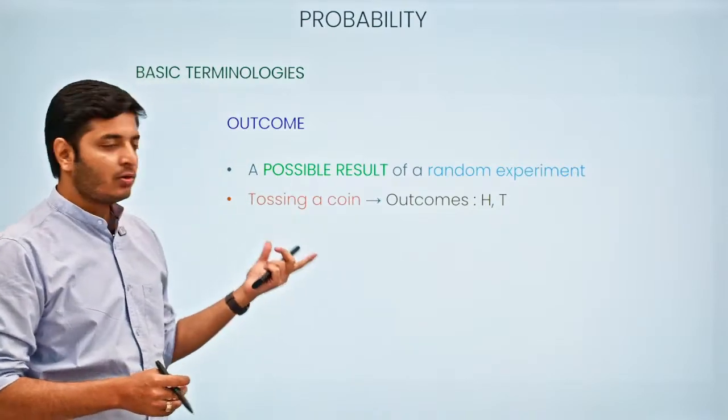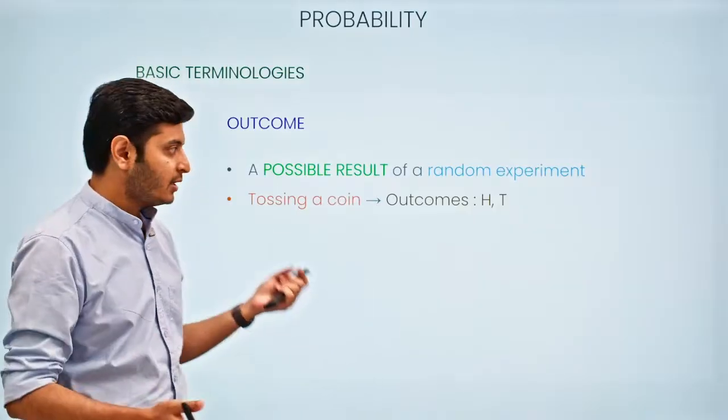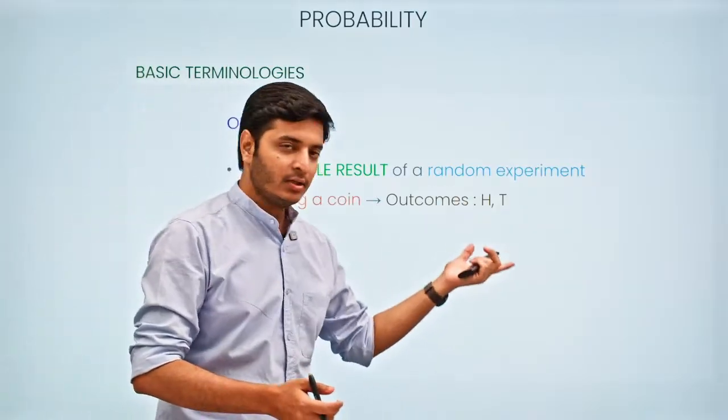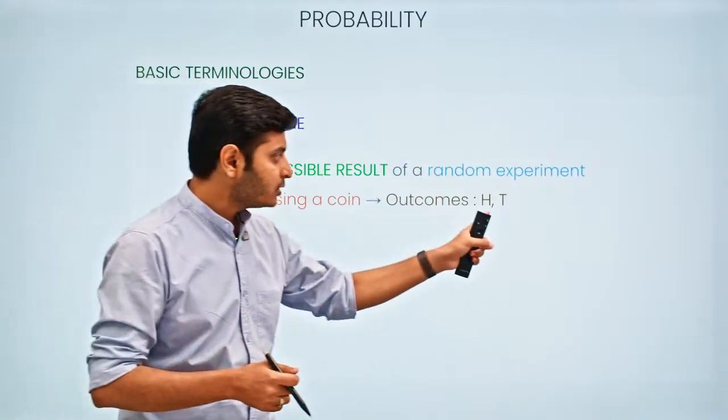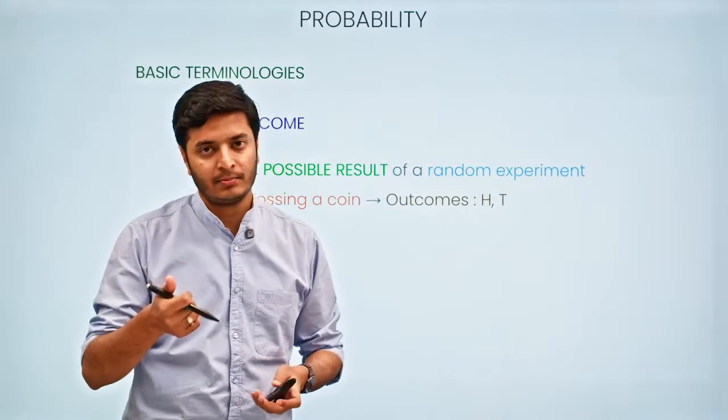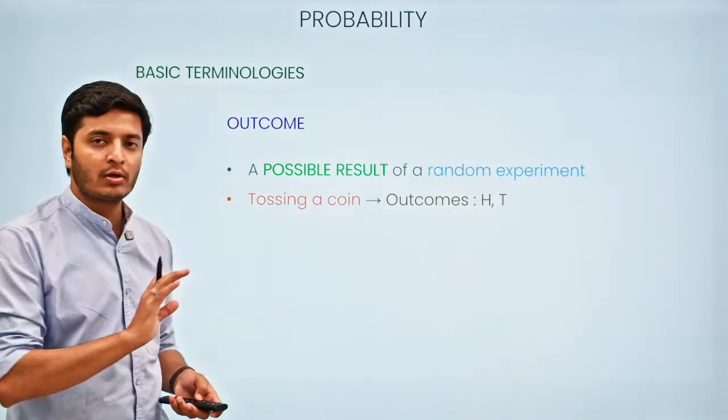Like in the case of tossing a coin, as I told you, there are two possible outcomes. Either it is going to land facing heads up, or the coin is going to land facing tails up, correct? So two possibilities or two outcomes.